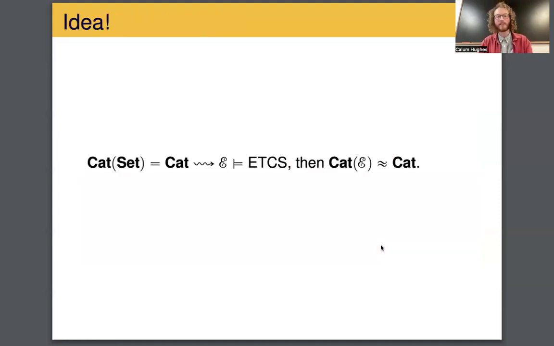And so maybe the main conceit of our work is that because the category of categories internal to the category of sets is just the category of small categories by definition, then if we take some E modeling the elementary theory of the category of sets, then this 2-category Cat(E) should look like the category of small categories. That's the main idea. And indeed, we pursue this.